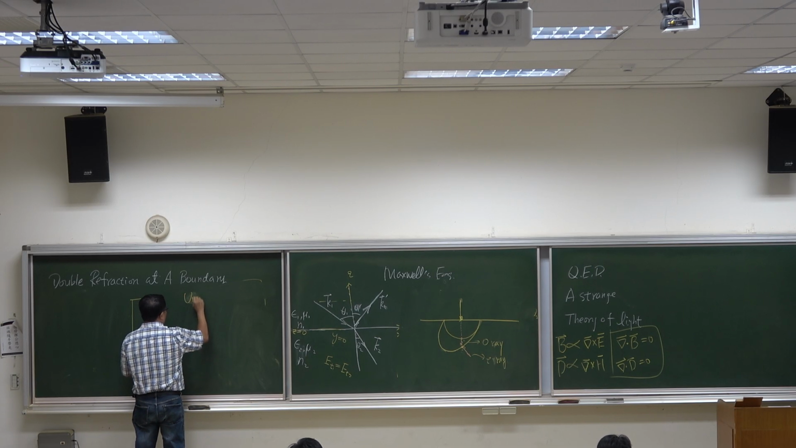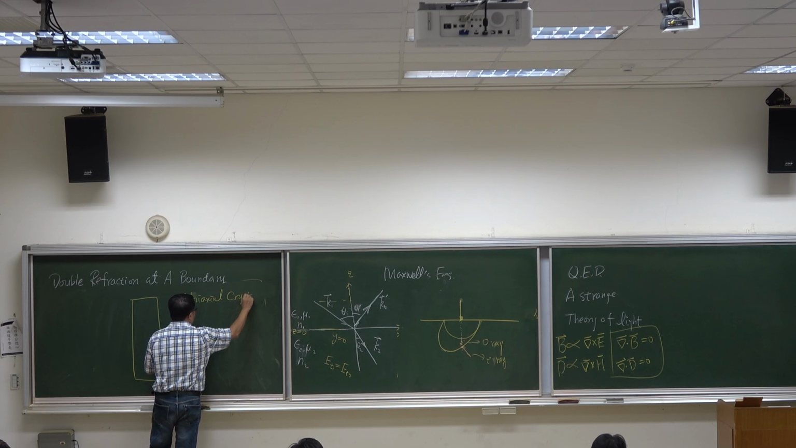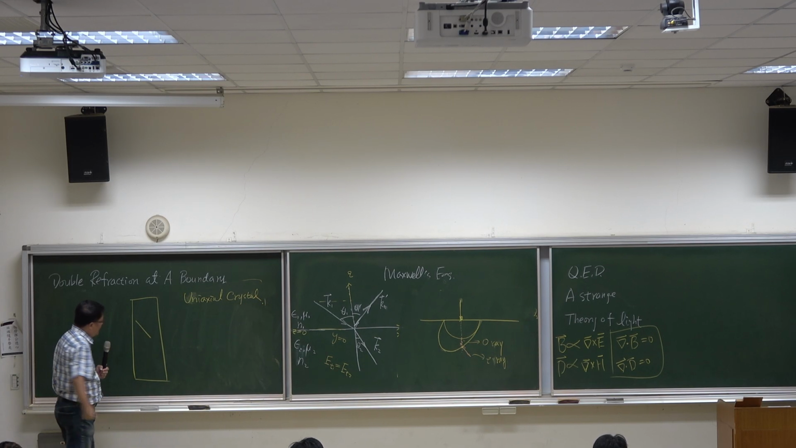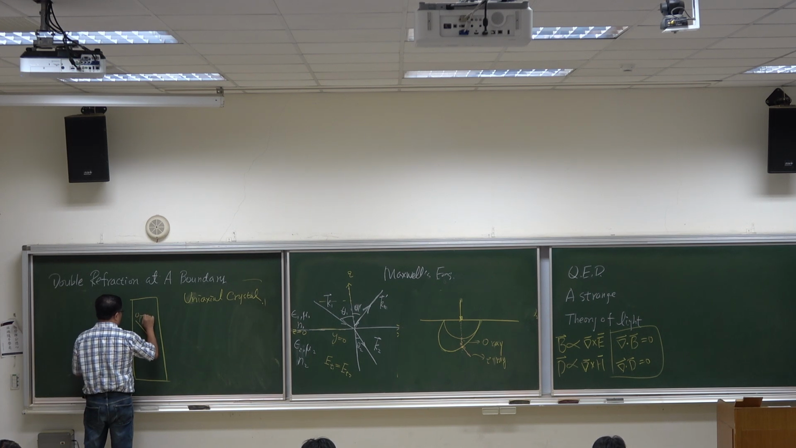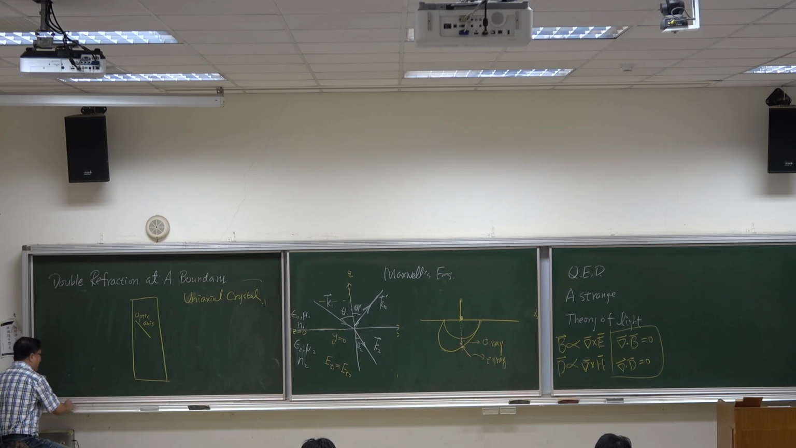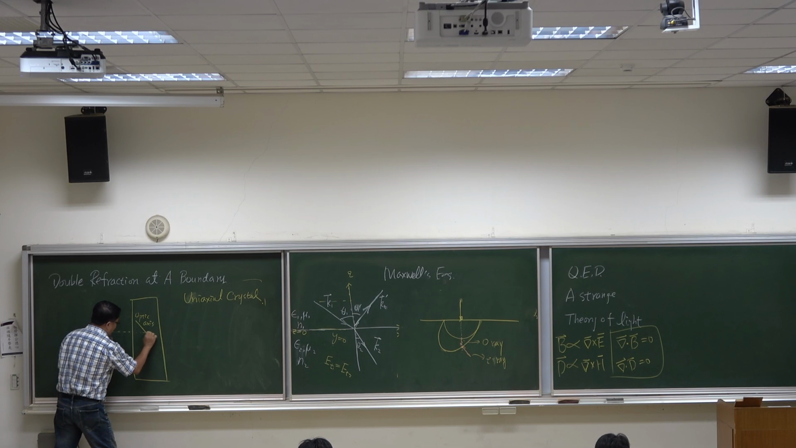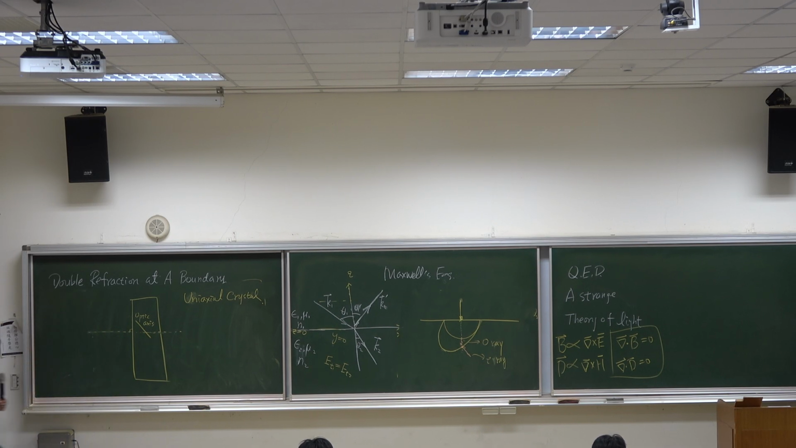We consider uniaxial crystal with the optic axis along this direction. Okay, this is the optic axis. Then we consider this situation, we send a beam of light along this direction, which is normal to the interface.